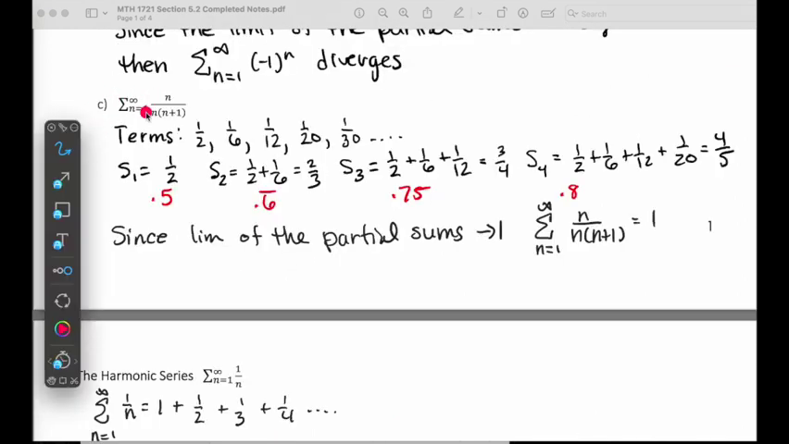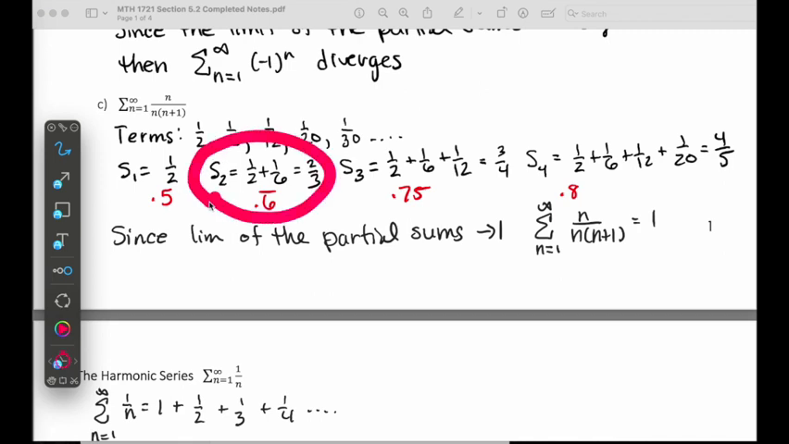Okay, let's look at the third example. If I list out my terms for the sequence n over n times n plus 1, I get 1/2, 1/6, 1/12, 1/20, and 1/30. So then when I start adding them up, S1 will give me 1/2. That's the sum of the first term, which is just 1/2.